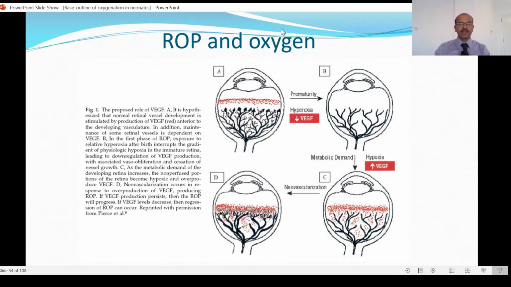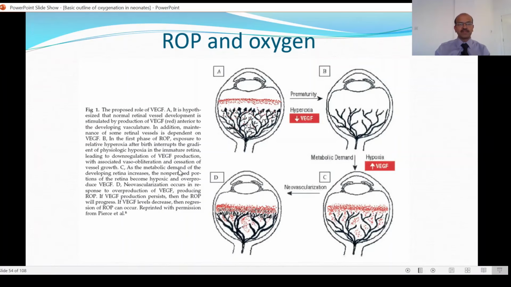In terms of ROP and oxygen, we have the role of vascular endothelial growth factor. And we have the normal retinal vascular development, which is stimulated by the VEGF, to produce new vessels as the vessels progress down the retina. And in the first phase of ROP, we have exposure to relative hyperoxia after birth, and this interrupts the gradient of physiologic hypoxia in the mature retina. This leads to downregulation of the VEGF. So the red marking the VEGF is absent here.